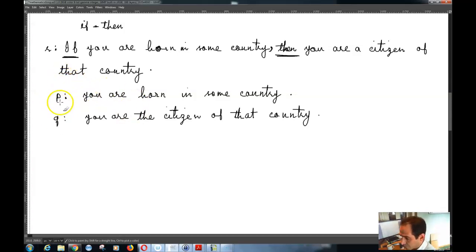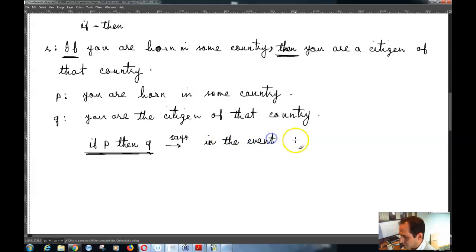So then, if P then Q says that in the event that P is true, then Q must be true.